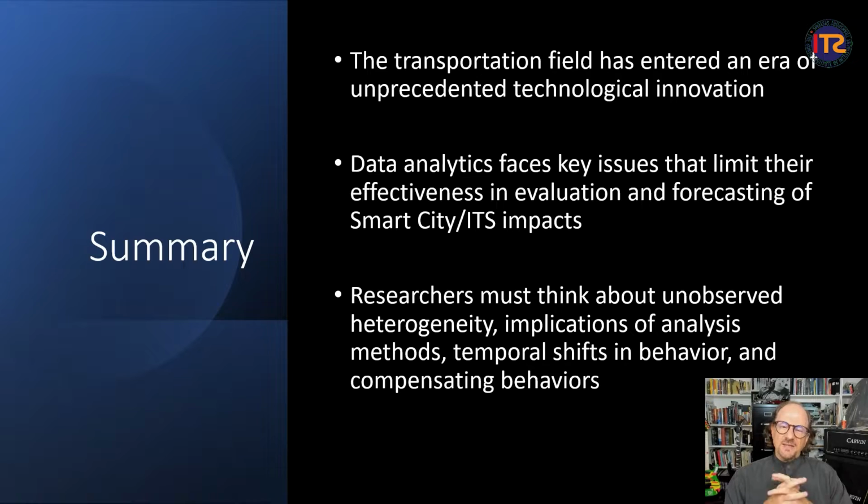So to summarize, the transportation field has entered an era of unprecedented technological innovation. When you think about what has happened in the last 4 or 5 years even, it's been amazing. So many things are happening. Data analytics faces key questions that limit their effectiveness in the evaluation and forecasting of smart city and ITS. These are the 4 examples that I gave here. Researchers must think about unobserved heterogeneity, the implication of analysis methods, big data prediction, causality trade-offs, temporal shifts in behaviors, and compensating behaviors.